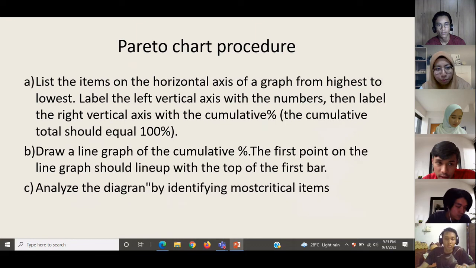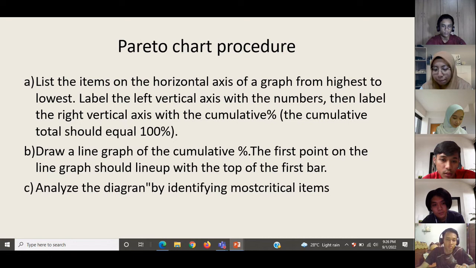For the Pareto chart procedure, list the items on the horizontal axis of a graph from highest to lowest. Label the left vertical axis with the numbers, then label the right vertical axis with the cumulative percent. Then draw a line graph of the cumulative percent. The first point on the line graph should line up with the top of the first bar. Finally, analyze the diagram by identifying the most critical items.